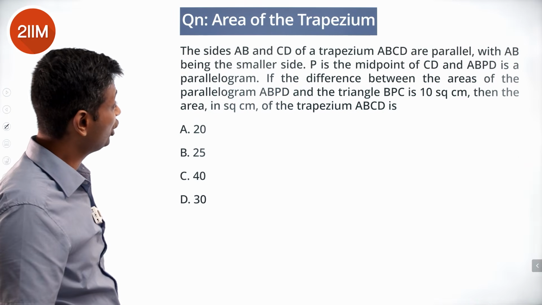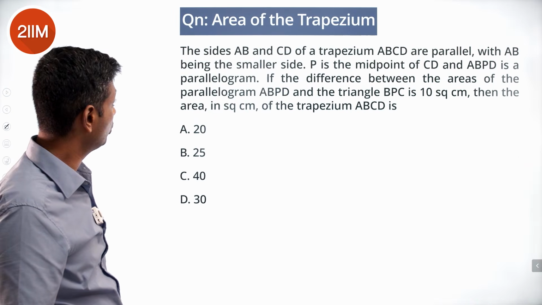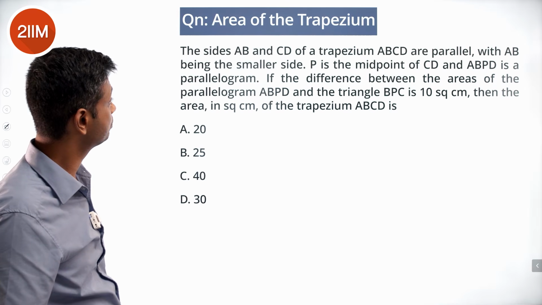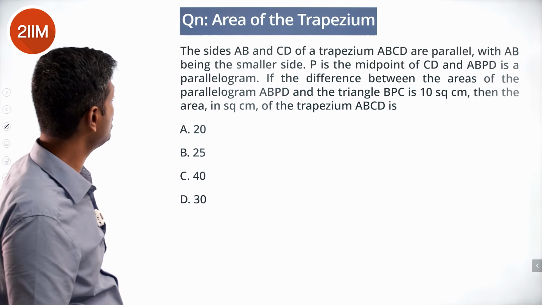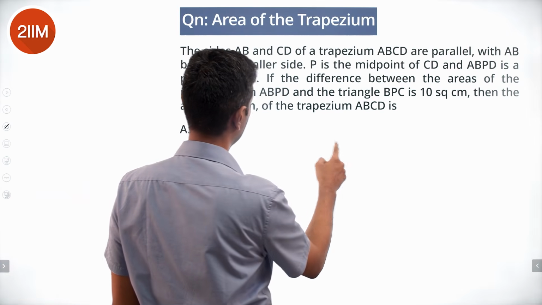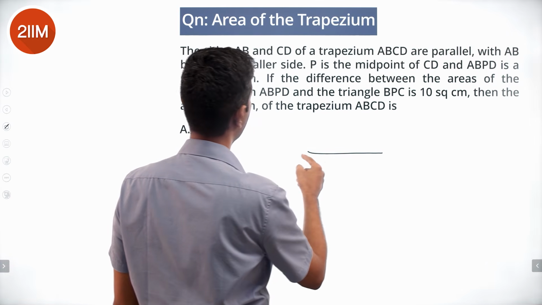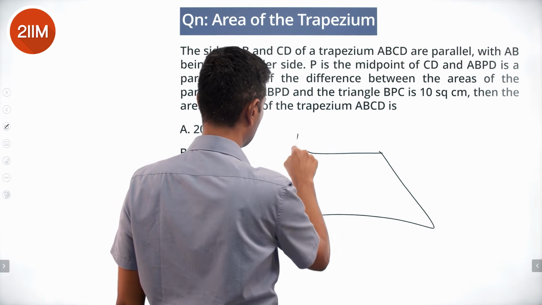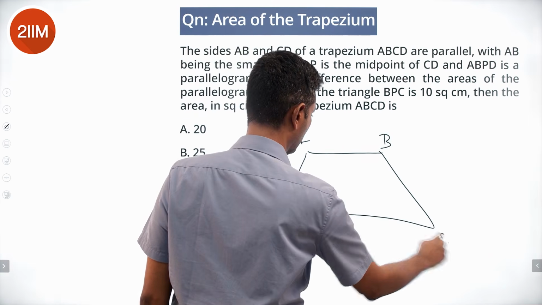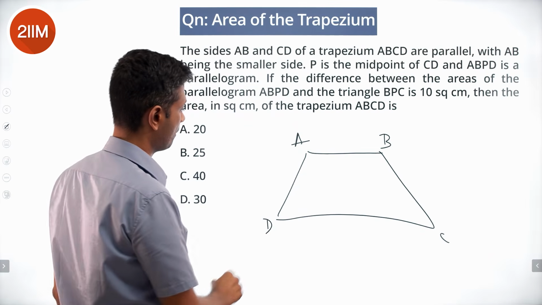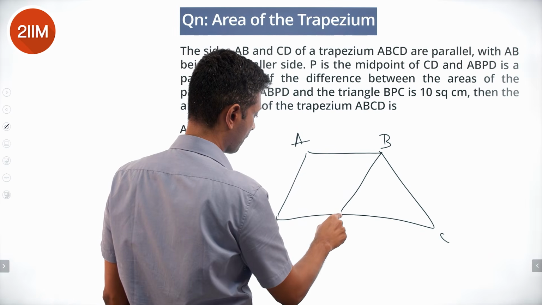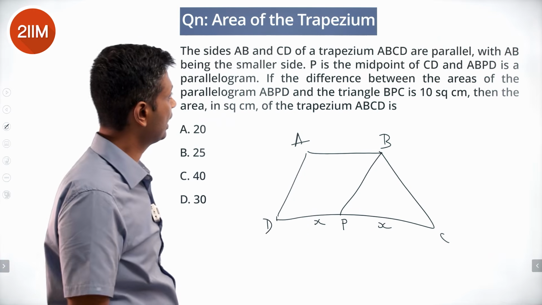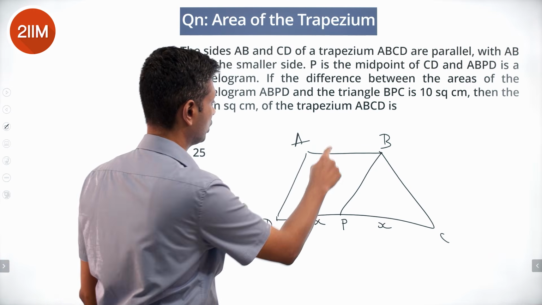The sides AB and CD of a trapezium ABCD are parallel, with AB being the smaller side. P is the midpoint of CD, and ABPD is a parallelogram. Nice. So A, B, C, D. P is the midpoint of CD. ABPD is a parallelogram, so this should be x.